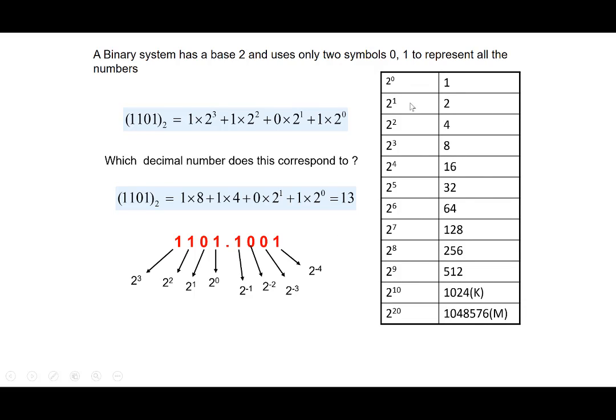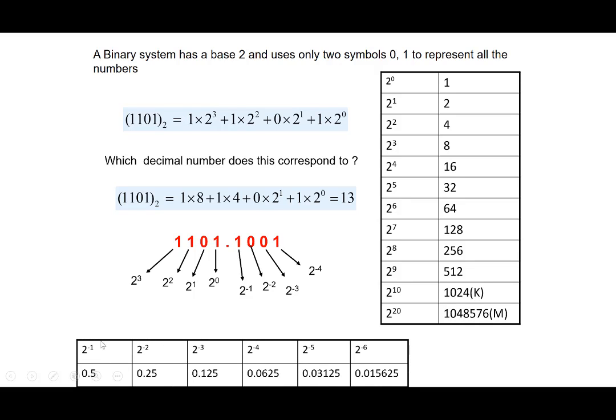All right, so 2 to the power 3 is 8, and 2 to the power 4 is 16. If you have 2 to the power 10 bits, we sometimes say 1 kilobit. But note that kilo is not exactly 1000, it is 1024. And 2 to the power 20 is 1 mega, but 1 mega is not exactly 10 to the power 6. Note the difference that is there. And 2 to the power minus 1, of course, we are familiar with.